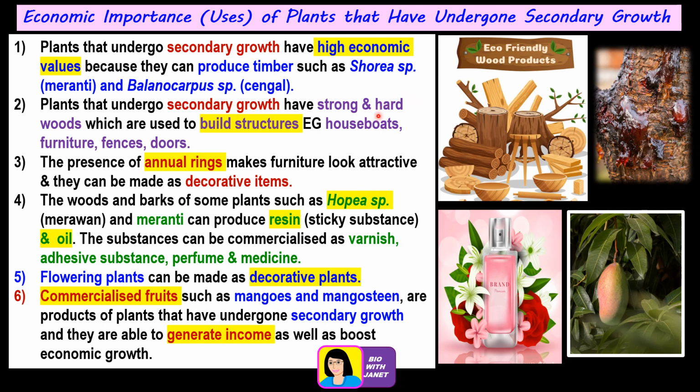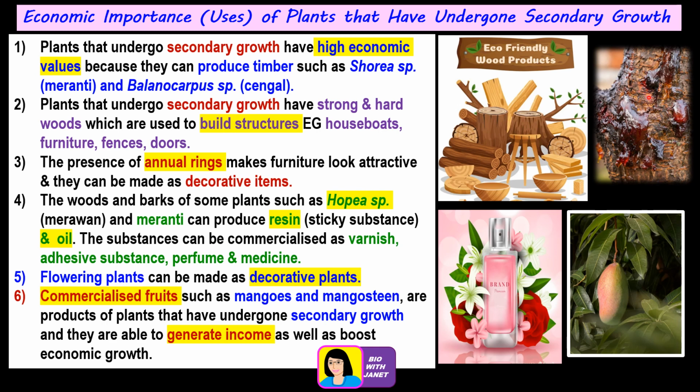Now, plants that undergo secondary growth have strong and hard woods that are suitable for building houseboats, furniture, fences, doors, and others. Okay, so you can see wooden chairs and tables, all right, or cupboards are made from wood. Now, the presence of annual rings make the furniture look attractive. Okay, annual rings are the circular rings in the wood, and they can be made into decorative items.